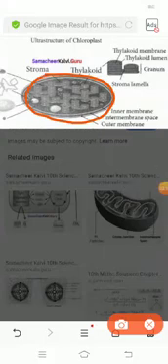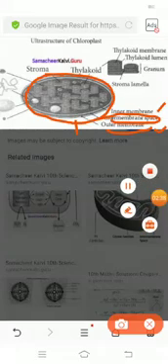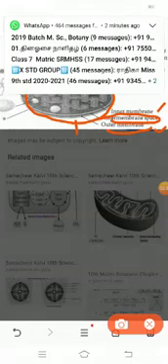The chloroplast envelope has an outer and inner membrane. Two membranes are there. This is the outer membrane and also the inner membrane. These are separated by an intermembrane space. So this is the structure of the envelope.